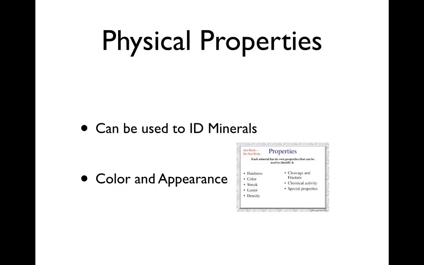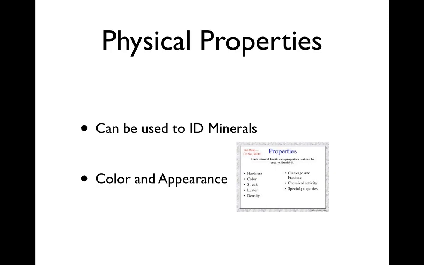There are physical properties that we use to ID our minerals, and you can keep going back to our ID lab for this. Some of the properties are color and appearance, hardness, streak, luster, density, cleavage and fracture, chemical activity, and special properties. So let's talk about some of those. Color and appearance obviously is what it looks like.